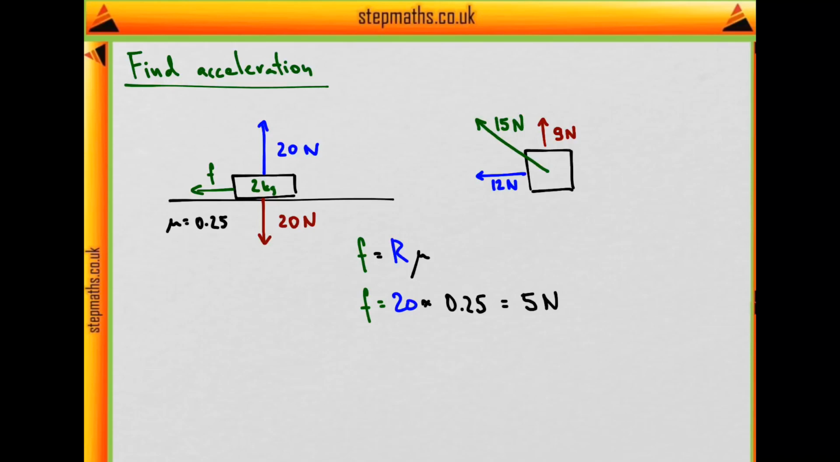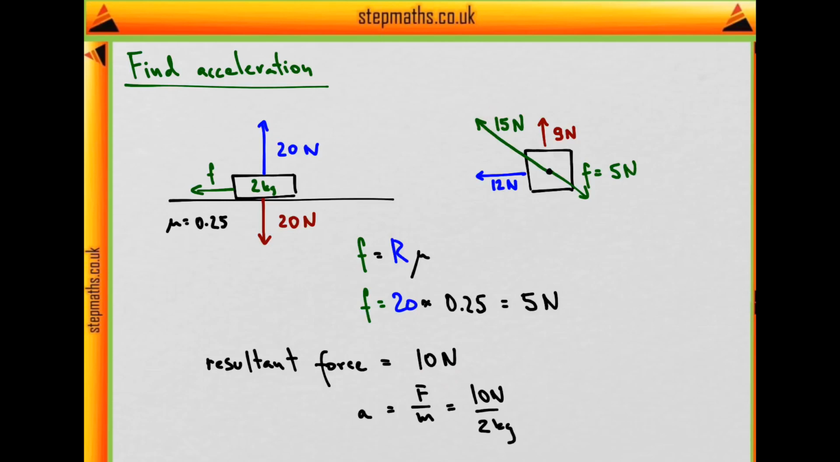This force will always act against a force which causes the motion, and in our case it is this 15 newton resultant force, so in the opposite direction has to be this force of friction, 5 newtons. Again, this diagram is from above. And that makes the resultant force in this direction acting on our block 10 newtons, 15 minus 5.